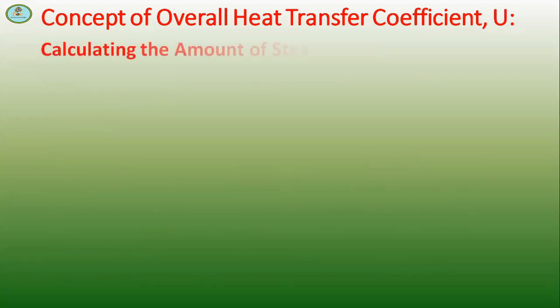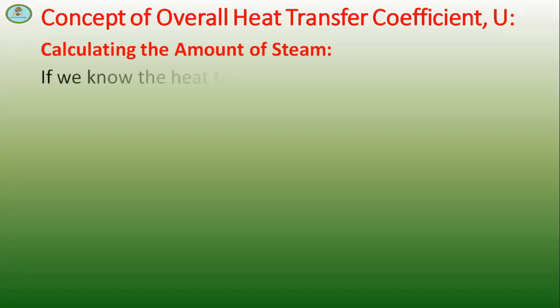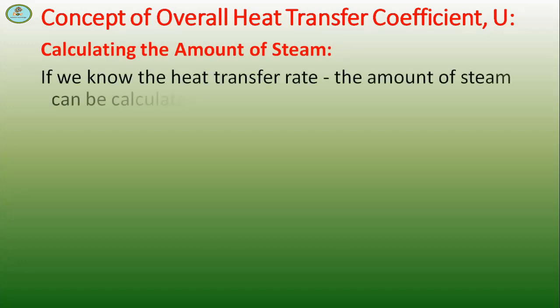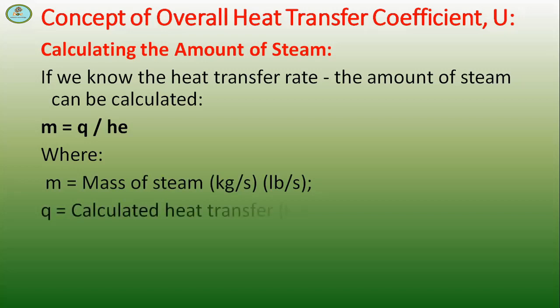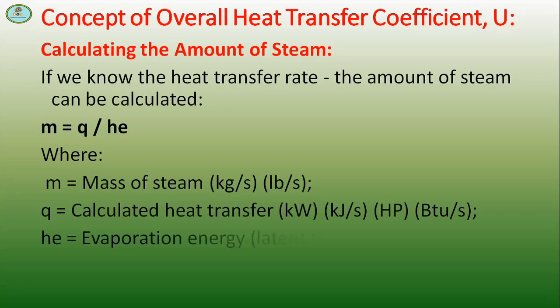Calculating the amount of steam. If we know the heat transfer rate, the amount of steam can be calculated as follows. M is equal to Q upon He, where M is mass of steam, Q is calculated heat transfer, and He is evaporation energy of steam.